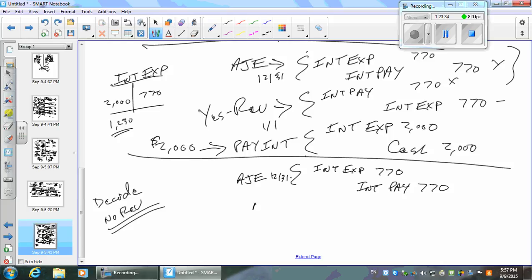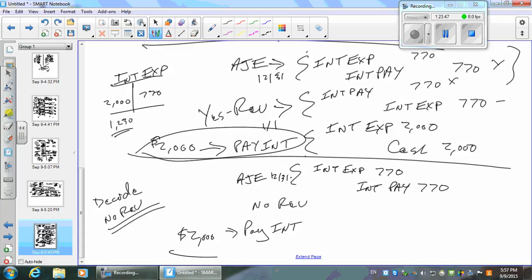Okay, no reversal. What are you going to do on the payment date? Pay interest, $2,000. How much cash are you going to give them?